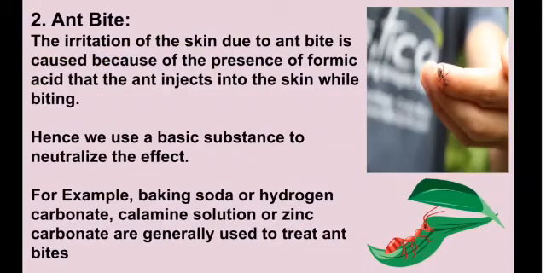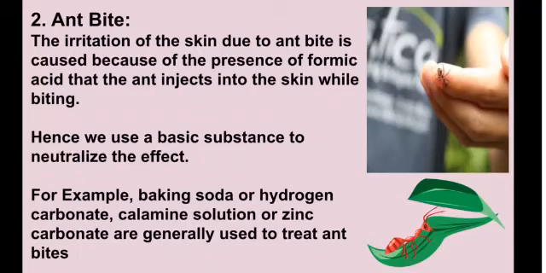Now we'll talk about ant bite. You might have experienced an ant bite. The irritation of the skin due to an ant bite is caused because of the presence of formic acid. After the ant bite, we feel itching, right? So we feel itching just because of the formic acid which is released from the ant sting. Okay. Hence we use a basic substance to neutralize the effect.